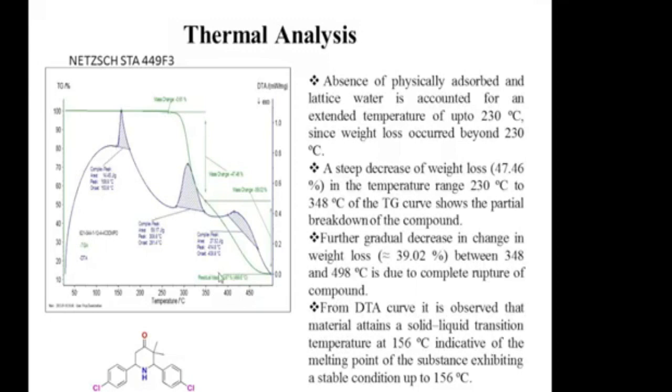Further, the gradual weight loss of 39.02 percent between 348 and 498 degrees centigrade is due to a rupture of the compound. From the DTA curve, it is observed that the material attained the solid-liquid transition temperature at 150 degrees centigrade, indicative of the melting point of the substance, and exhibits a stable condition up to 156 degrees centigrade. So we conclude from the thermal studies that our material has thermal stability.